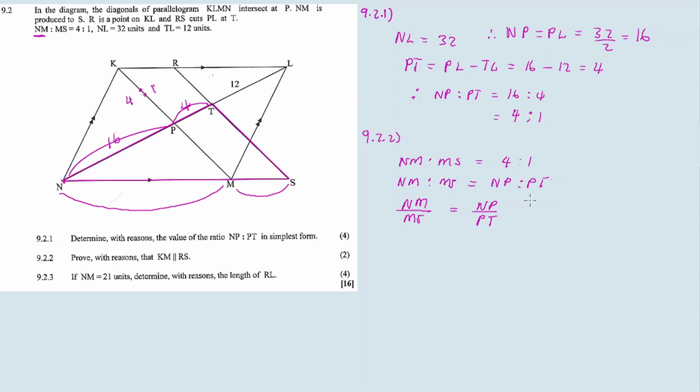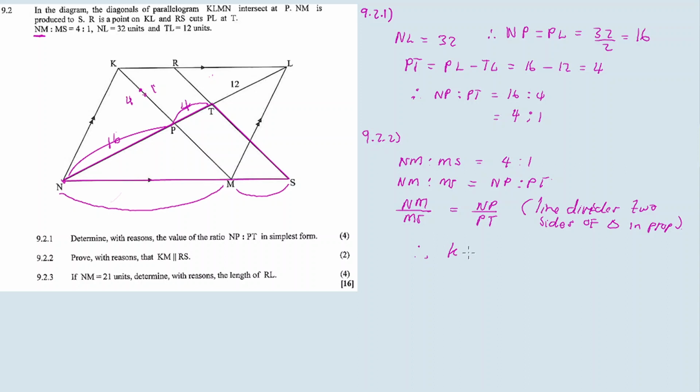Remember, because this ratio is equal to that ratio, it means that the line that divides two sides of a triangle in proportion, line PM, divides two sides of a triangle in proportion. Theorem one: this line divides these two sides in proportion.